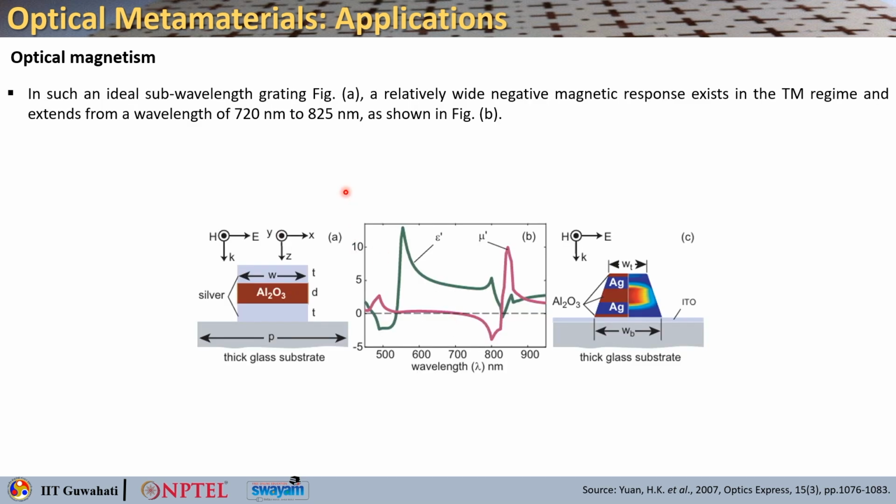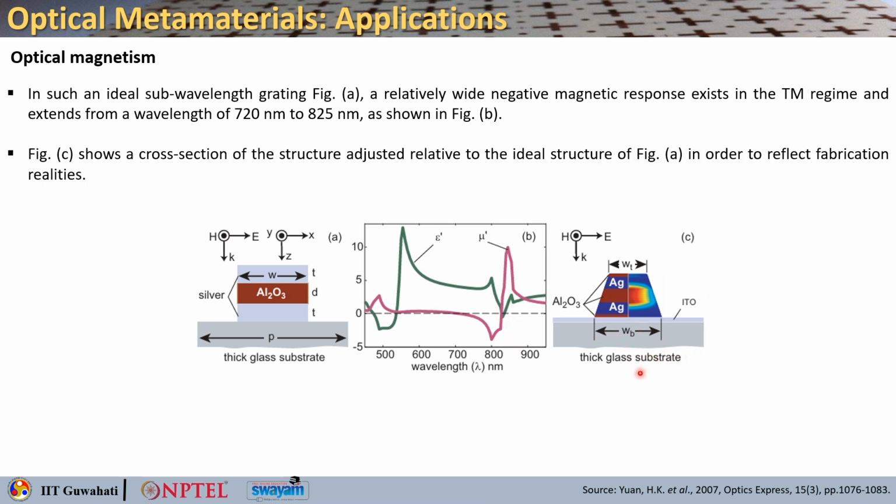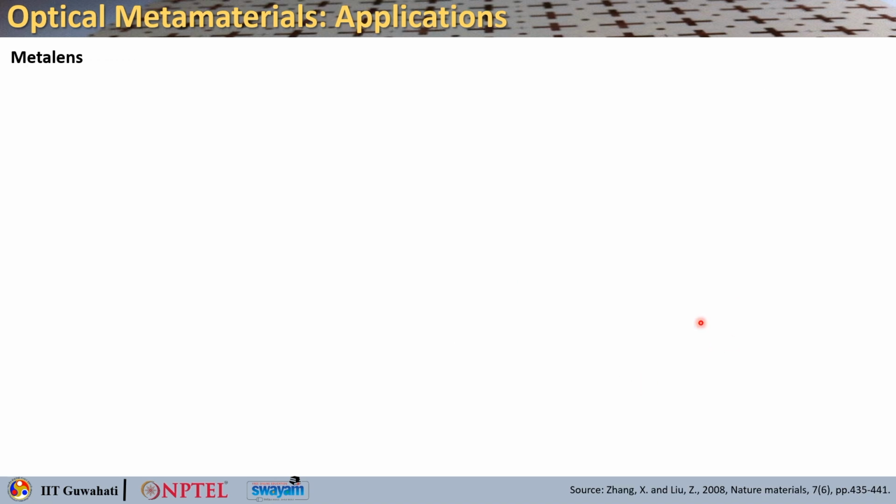So, in such a case when you study the response, you can plot the epsilon prime and mu prime for this particular structure, and you see that mu prime gives you negative magnetic response in the TM regime, and it extends from typically 720 to 825 nanometer. And this particular figure shows you the cross section of the structure adjusted related to the actual structure when you try to fabricate it. So, it gets a bit tapered, but more or less you get a similar kind of response.